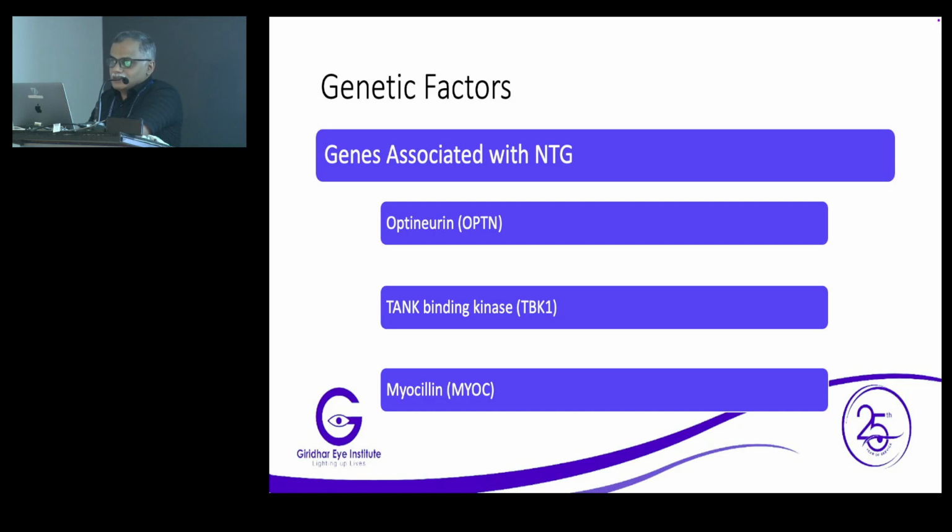Now, genetic studies are becoming more and more common as far as pediatric cases are concerned. And many genetic abnormalities have been discovered in relation to NTG, the optineurin and TANK binding kinase. These are involved in innate autoimmune functions. So when they go wrong, they cause a predisposition to apoptosis. Myocilin gene, all these are associated with NTG, more common in NTG patients than otherwise.